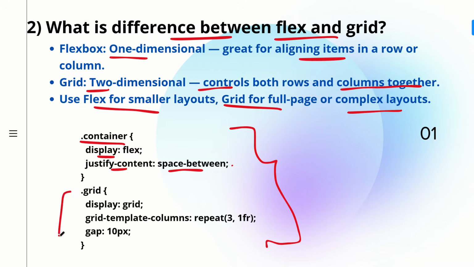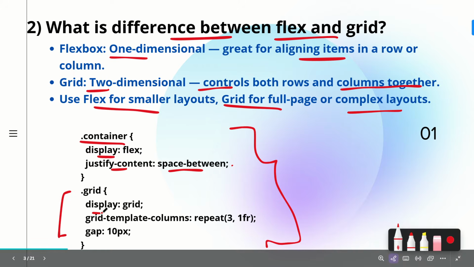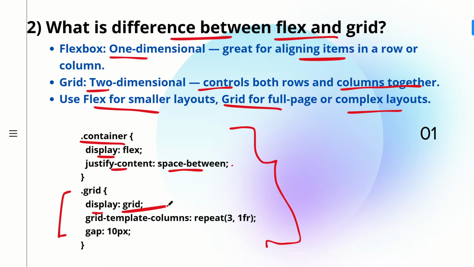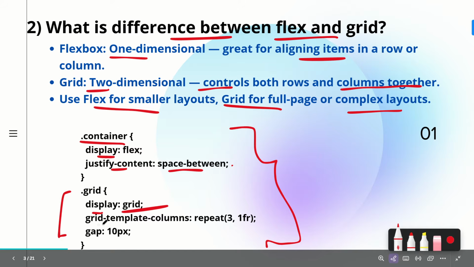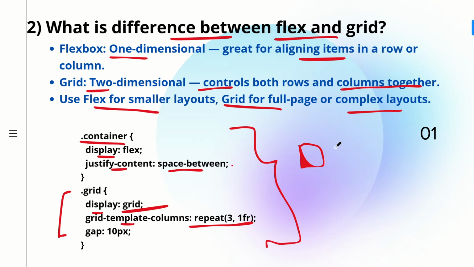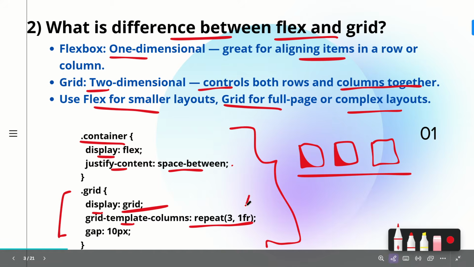Let us see grid now. With grid you again write display as grid. You define that this container is going to have the positioning property of grid. Then you write grid-template-columns: repeat(3, 1fr), which means that whatever the width of your screen, there will be 3 columns. The first value 3 mentions the 3 columns, and 1fr means each column is going to get one fraction each. So there will be 3 columns, but their sizes will be equal. That is what 1fr means.